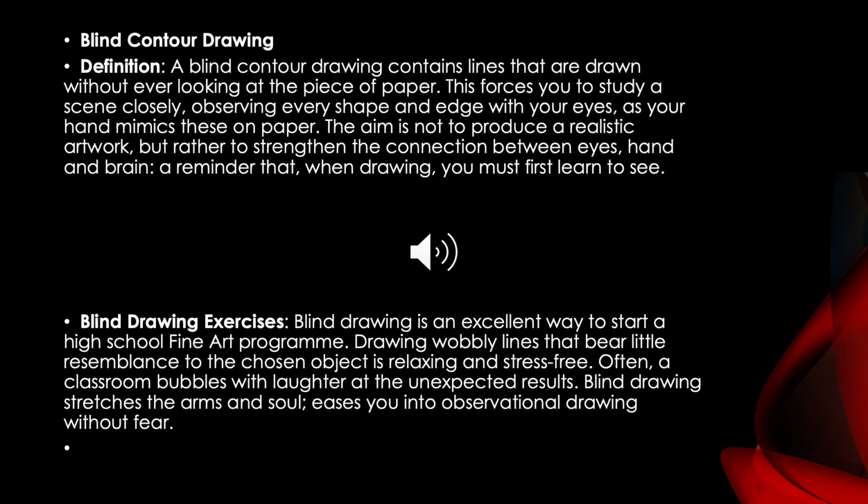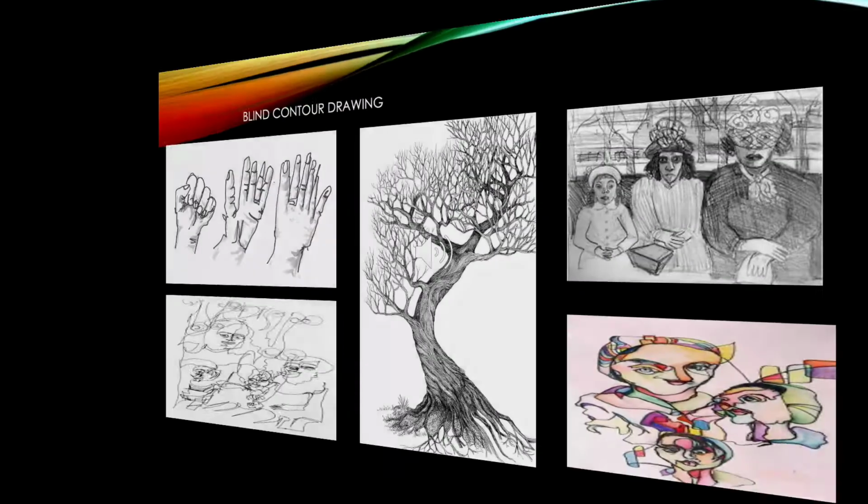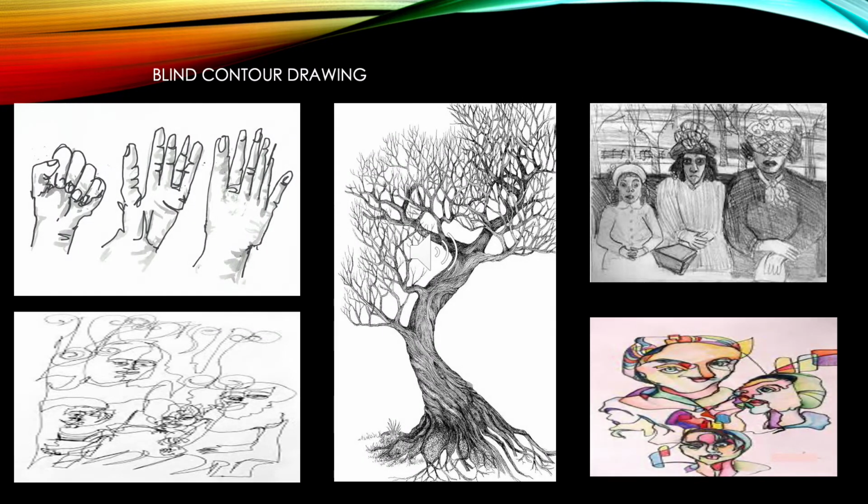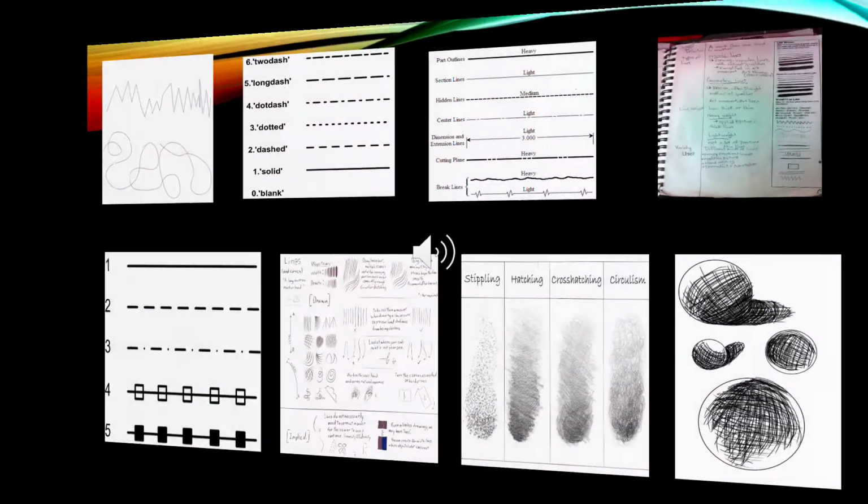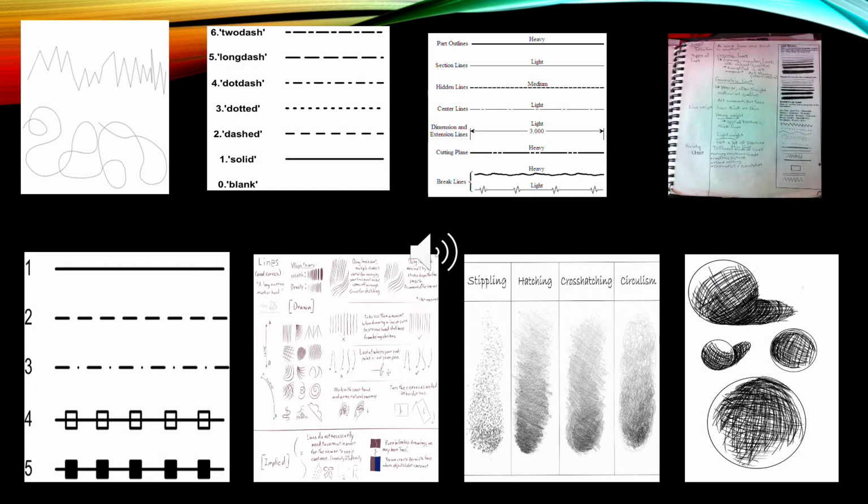Blind contour drawings contain lines that are drawn without ever looking at the piece of paper. This forces you to study a scene closely, observing every shape and edge with your eyes as your hand mimics these on paper. Some art pieces of blind contour drawing. Here are some images of different types of lines.